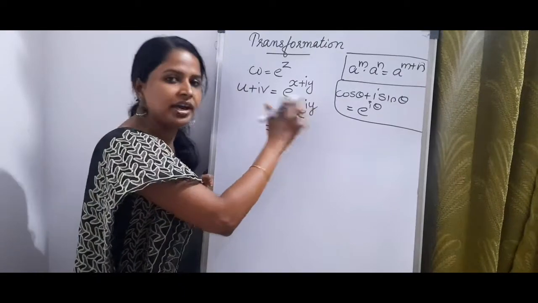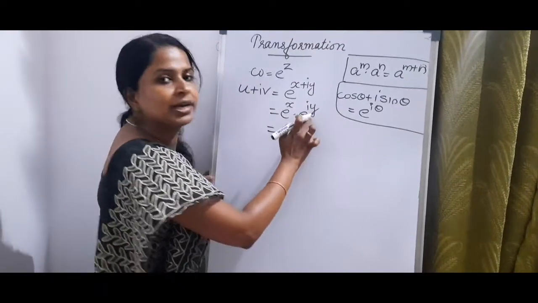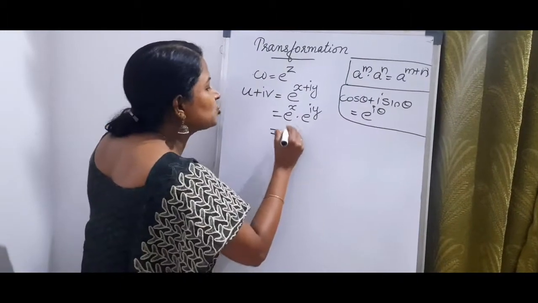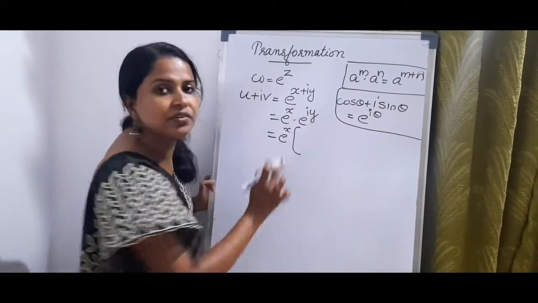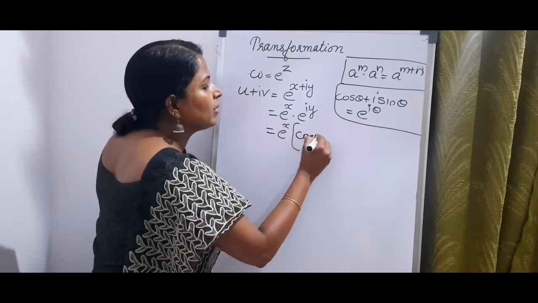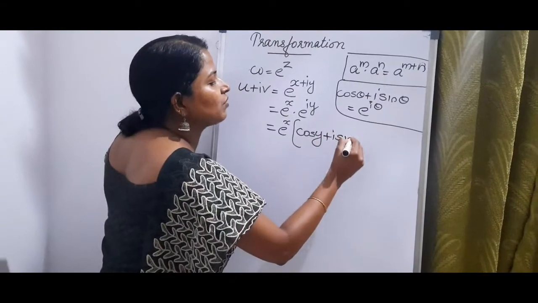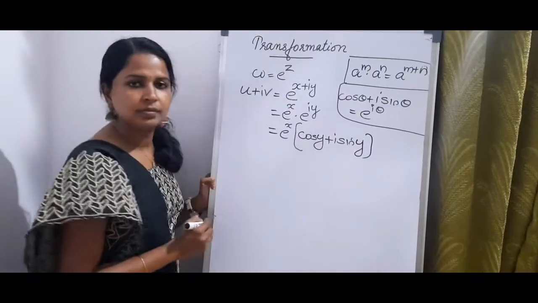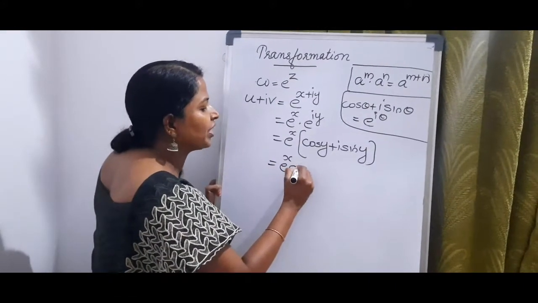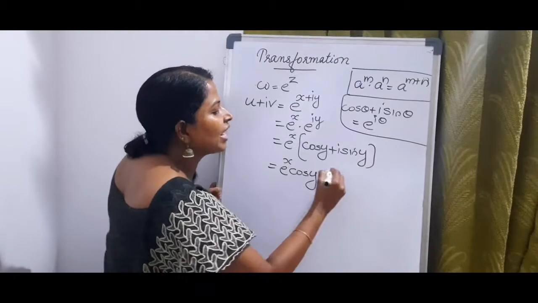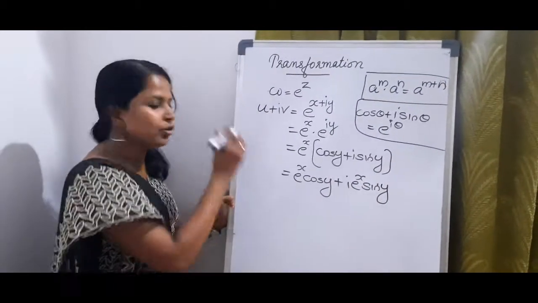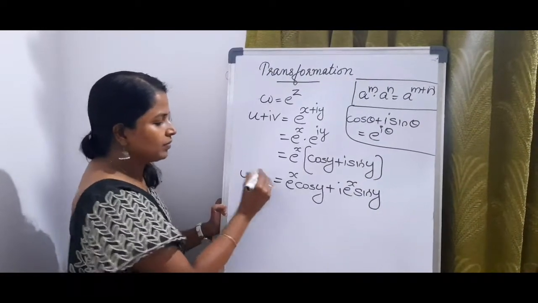Here e raised to iy becomes cos y plus i sin y. That is e raised to x into (cos y plus i sin y), which is equal to e raised to x cos y plus i e raised to x sin y. This is equal to u plus iv.